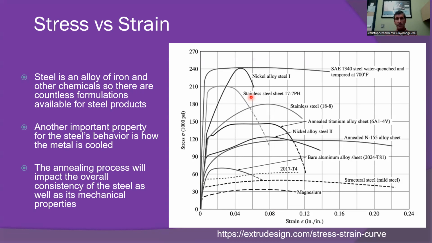Stainless steel, we put chromium in it. Nickel alloy steel, that goes without saying, has nickel in it. And you can see that we can reach, again, very high yield and ultimate strengths by putting these different materials in here. Now, the other thing I have to say is that the annealing process, the process by which we reheat the material and then cool it, will also have a great effect on the steel.